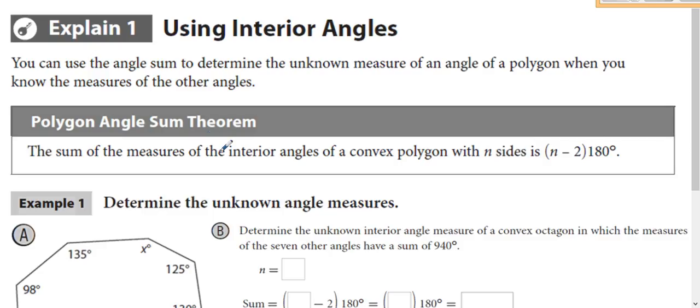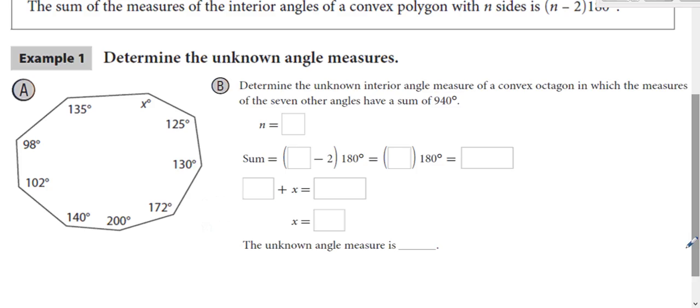So here's that written out as a theorem, the polygon angle sum theorem. If there are n sides, then the sum of the interior angles is n minus 2 times 180. So we can use that to answer questions.